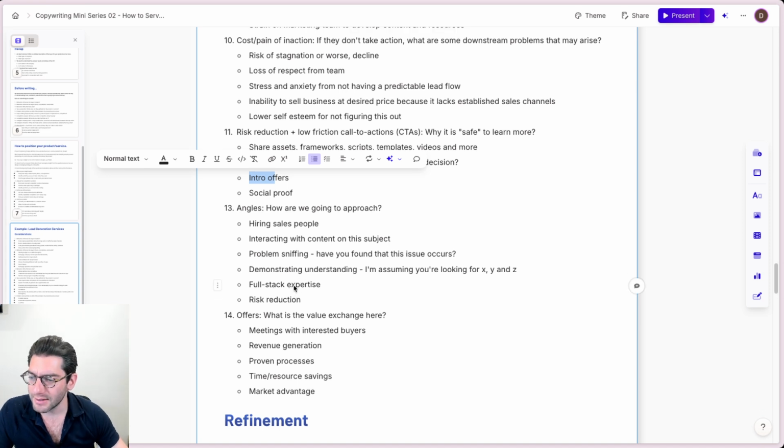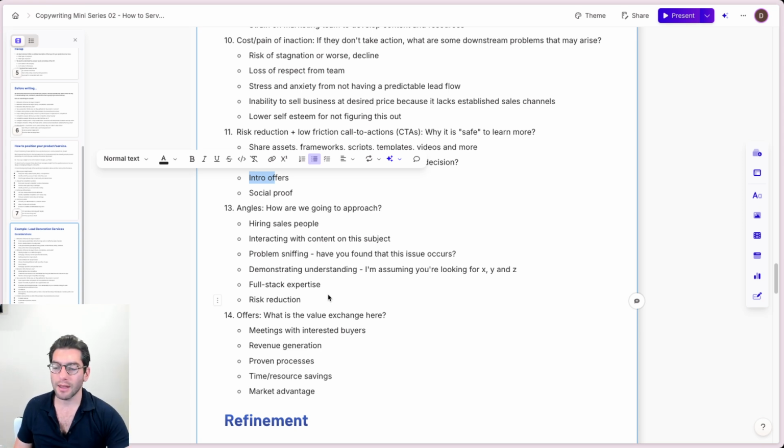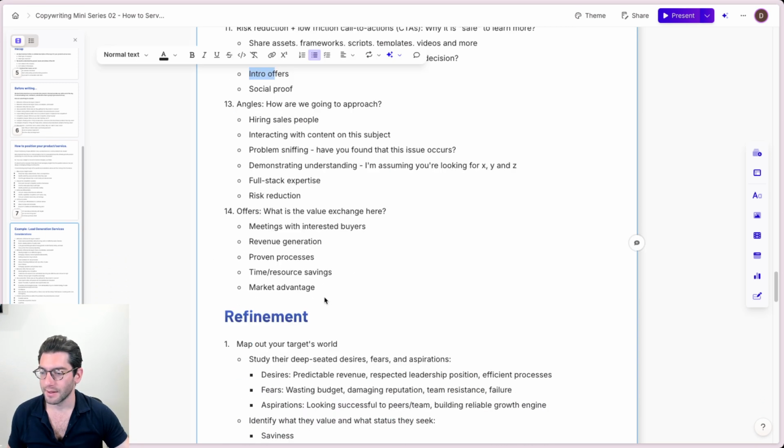Full stack expertise, risk reduction. These are all angles that you can approach. And then offers are: what is the value exchange here? So meetings with interested buyers is the offer. Revenue generation, proven processes, time or resource saving, market advantage. These are all things like, hey, we can help you get an advantage over your competitors in the next 30 days or your money back. Well, how are we going to help you get an advantage over your competitors? By helping you win more clients. So there's a lot of different ways to position an offer.